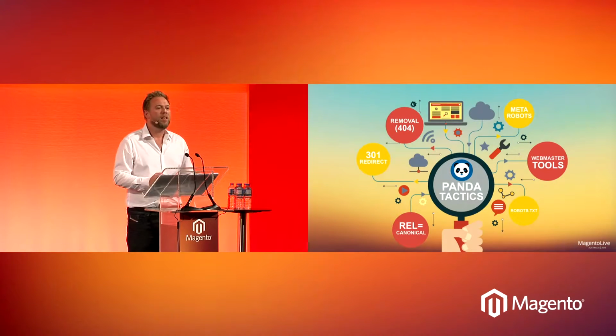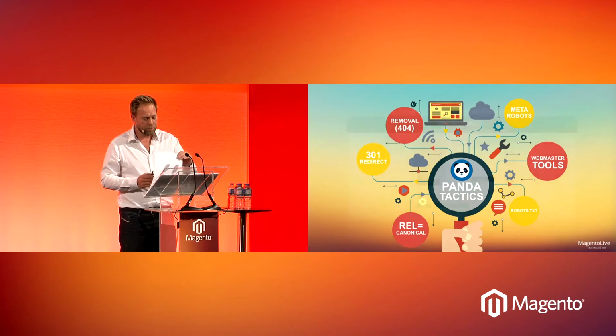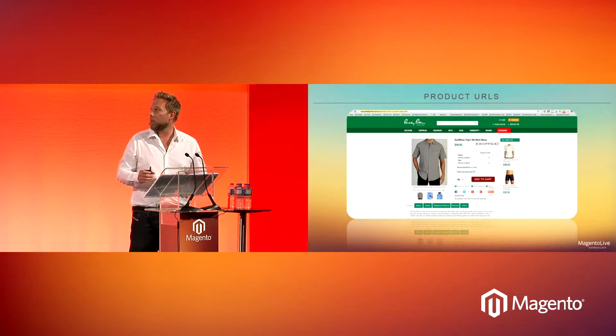So as I said, Panda's the thing with the most significant implications for your site. And hopefully when you look at this, 404s, 301s, rel canonicals mean something to you. And if they don't, they will do in a moment. And all of these are really just tactics you use to try and stop Google from seeing duplicate content. So I'm going to show you an example of this here.